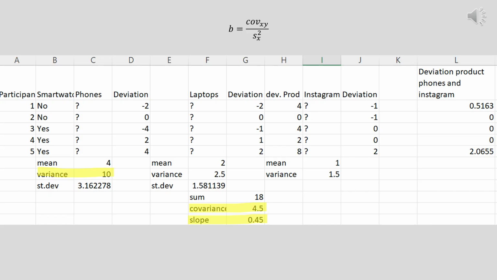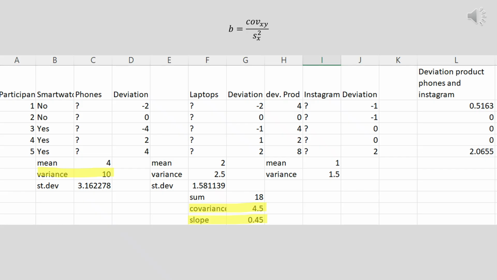All right, how do I calculate the slope for a predictor variable? Well, b, which is the slope, equals the covariance of x and y divided by the variance of x. Well, lucky us, we already have all of those numbers, right? We already calculated the covariance, which we found to be 4.5. And we have the variance. I gave it to you at the beginning. The variance for number of phones, which is the predictor variable, is 10. So all you have to do is divide 4.5, the covariance, by 10, and you get a slope of 0.45.